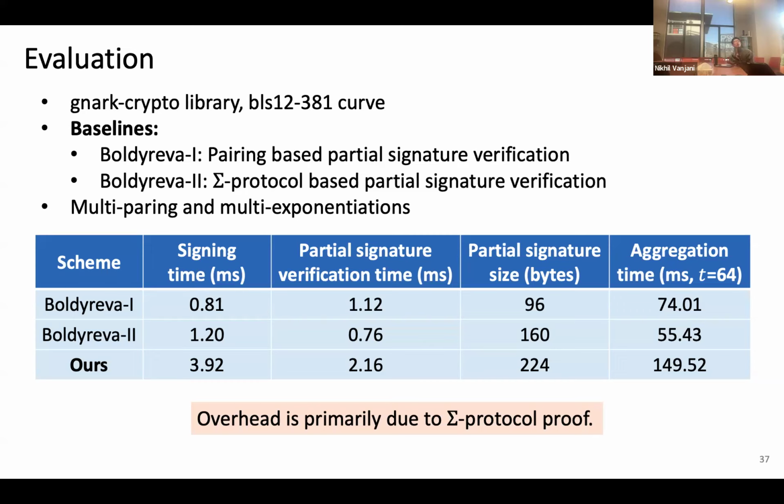Questions? Yes. For Boldyreva 1, if I want to verify a partial signature, I only need to do the normal pairing verification. But for type 2, they need to run a Sigma protocol. Then how come the verification time for type 2 is faster than type 1? Because this is a non-interactive Sigma protocol. Pairing operations are about 20x more expensive than group operations. The Sigma protocol is just group exponentiations, and we don't do pairings. Pairings are more expensive, that's why this is expensive.